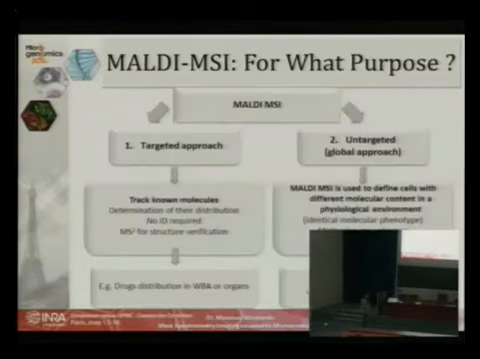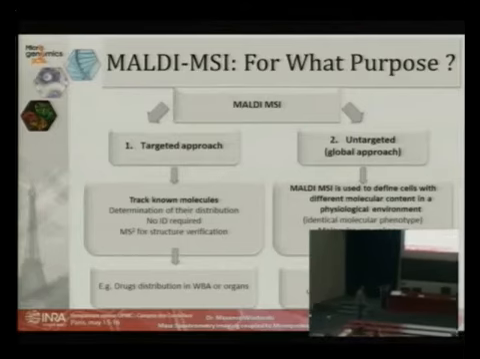There are two purposes for which you can use MALDI mass spectrometry imaging. The first one is a targeted approach, and in this approach you know the molecules you want to analyze. It's the case for pharmacological studies. For example, you want to study one drug, the localization of the drug, and also if there are some metabolites created. And you can use MALDI mass spectrometry for this on organs and also on whole body sections of small animals.